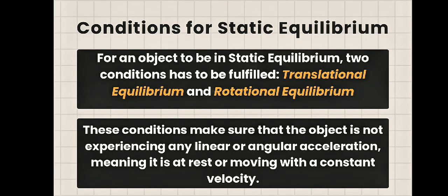Conditions for static equilibrium. These conditions make sure that the object is not experiencing any linear or angular acceleration, meaning it is at rest or moving with a constant velocity.